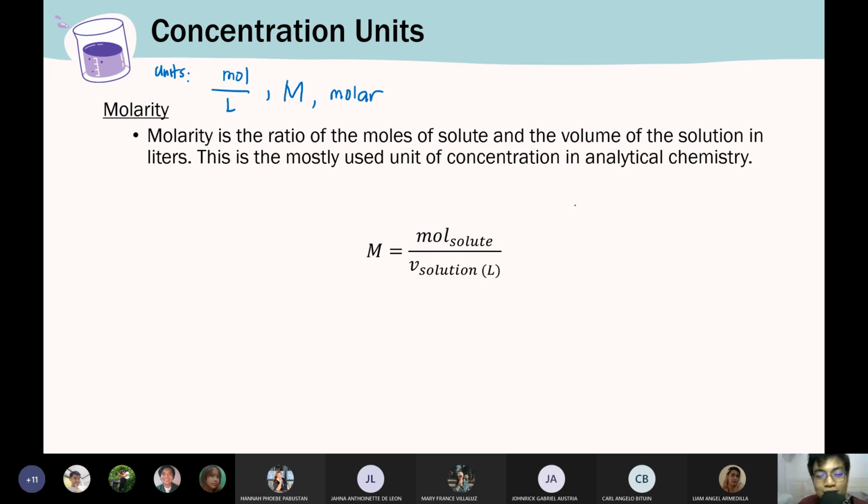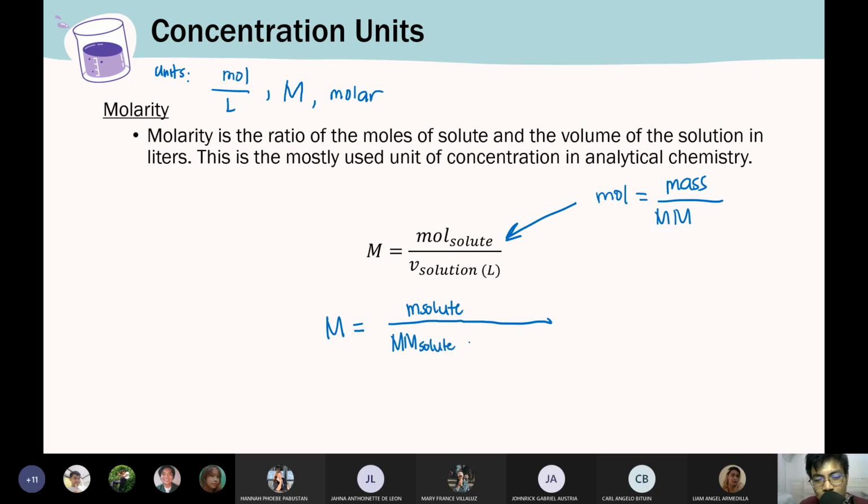Anyway, so yan. When I say mole, that is mass over molar mass. Okay, molar mass. We can plug it into our equation to make everything unified. Kasi baka isipin nyo, ay, kailangan ko muna isolve yung mole, tapos saka ko na isolve yung molarity. Pwede naman pagsama-samahin na. Okay? So we can plug in the equation for mole, and that will become molarity equals the mass solute over the molar mass solute times the volume of the solution in liters.